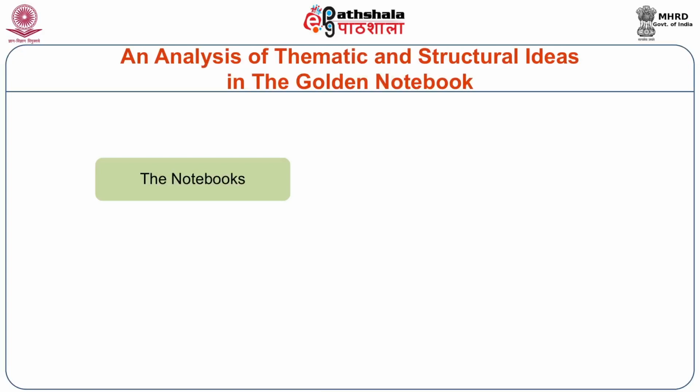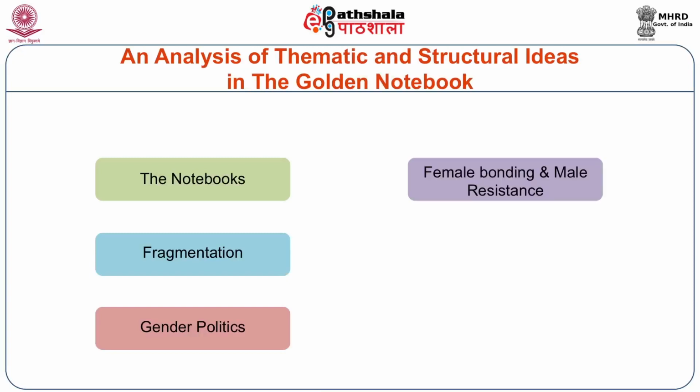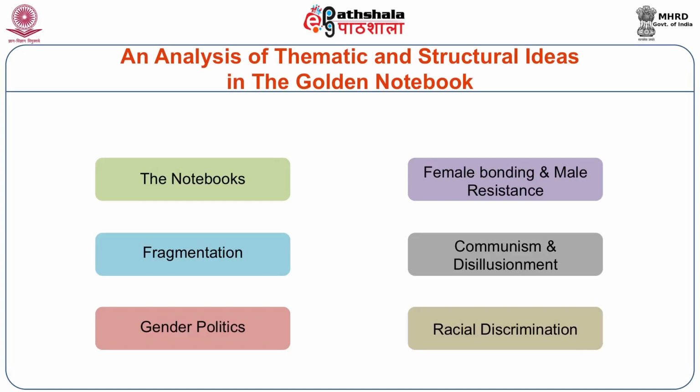When we do this, there are 6 things to keep in mind. We have to look at the idea of the notebooks, the idea of fragmentation, gender politics, and female bonding and male resistance. This has a lot of importance when we discuss the work of Doris Lessing. Communism and disillusionment will certainly bring in the political dimension, and of course, racial discrimination. These are the 6 broad areas that we will be looking at. Okay, now let's look at the notebook.